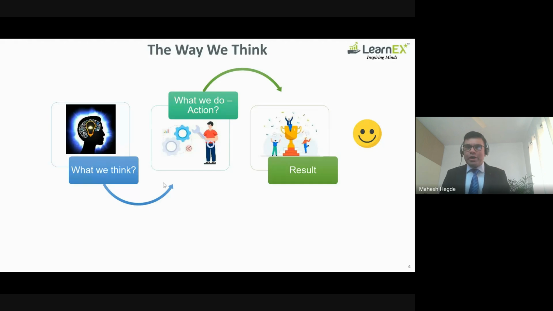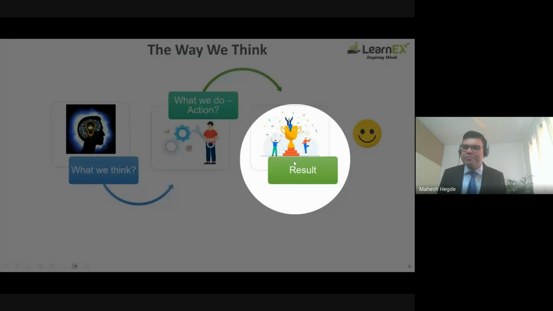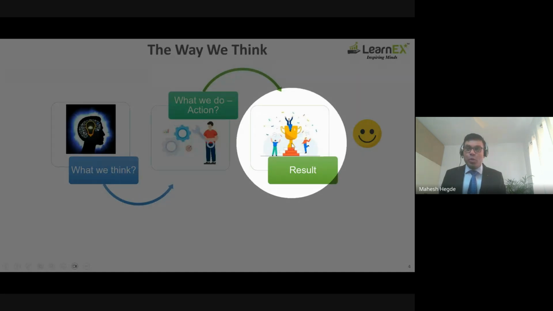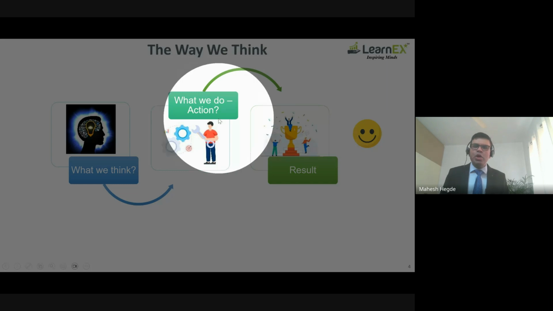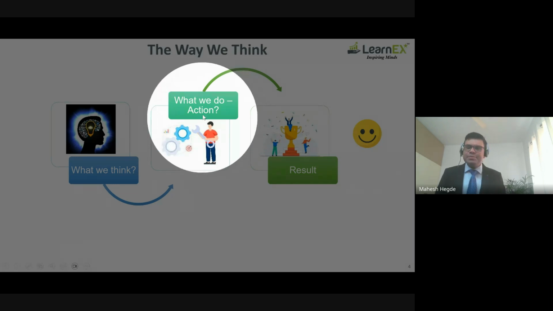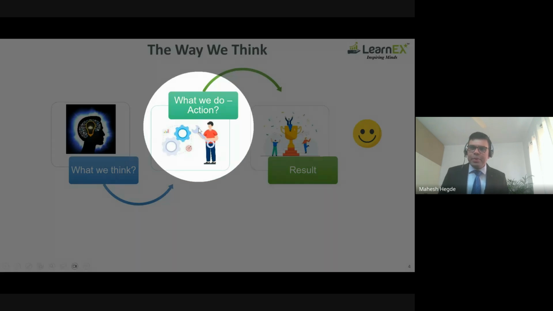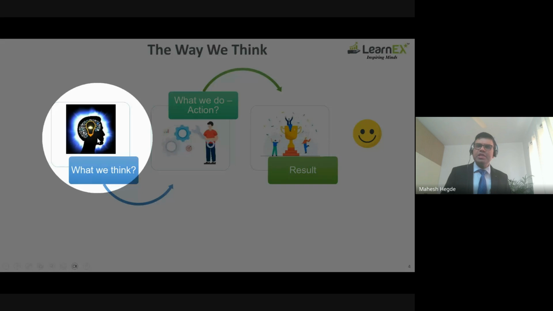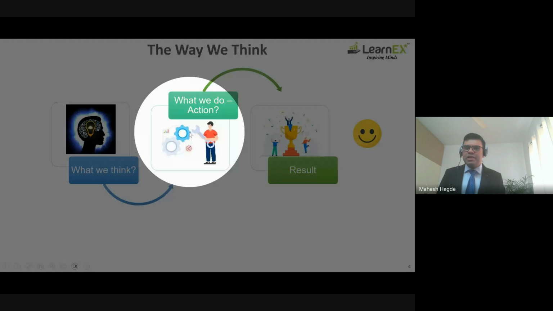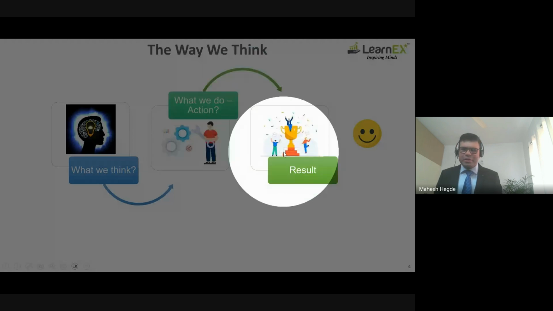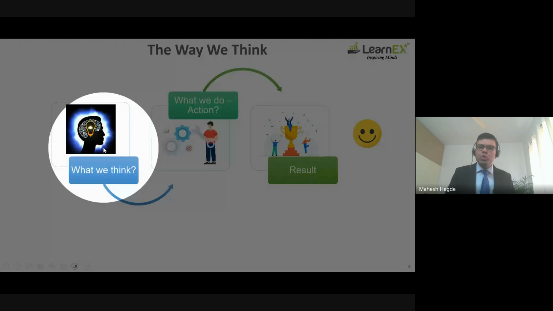So the first point, whatever result that we get, the result could be in the personal life, or in the company or institution, wherever. These results are outcome of action. It depends on what we do. And what we do depends on the way we think. Unless we change the way of thinking, what we do will not change. And unless we improve what we do, the result will not change. Very simple.